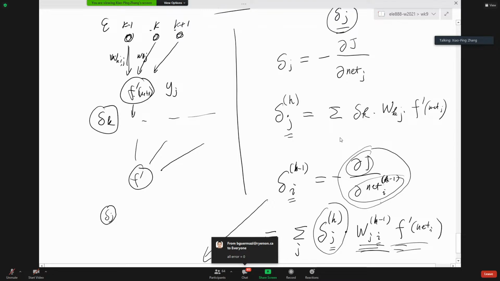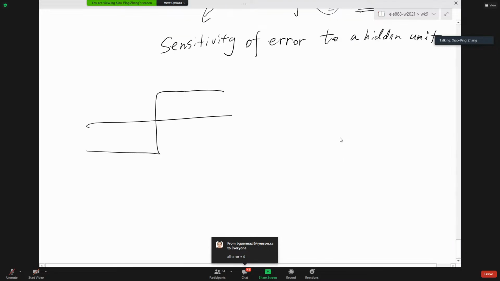The derivative of the sign function would be zero everywhere. Slope, right? If you have this function, what's the derivative here? Zero. F prime is zero here. What about here? There's no derivative, it's discontinuous. All zero. So what does that mean? That means you cannot use this algorithm.